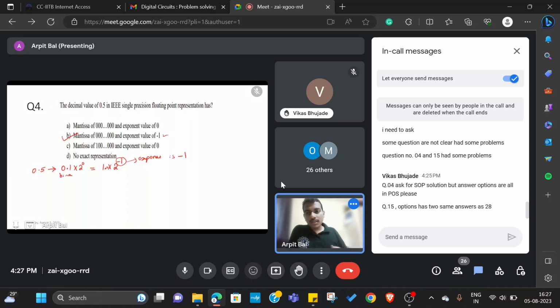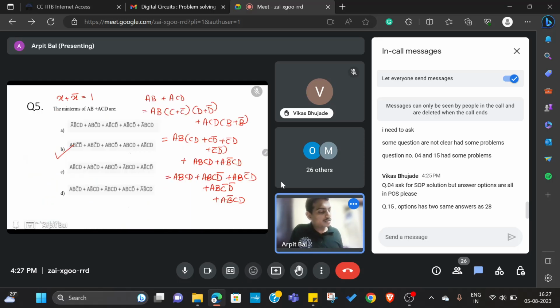Okay. Then question 4 was also straightforward. You just need to convert 0.5 into the single precision floating point representation that we did in the previous 2 questions. There you find what is the exponent. We see that it is minus 1. Then you find what is the mantissa. Mantissa is anything after that decimal point, that is 0 in this case. So the option B was the suitable option. Okay.